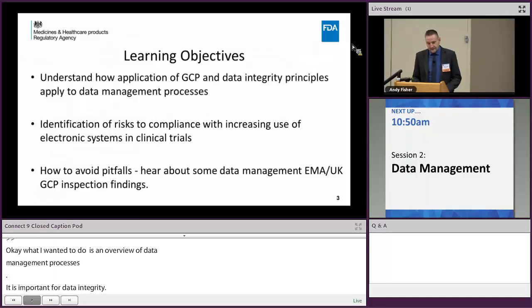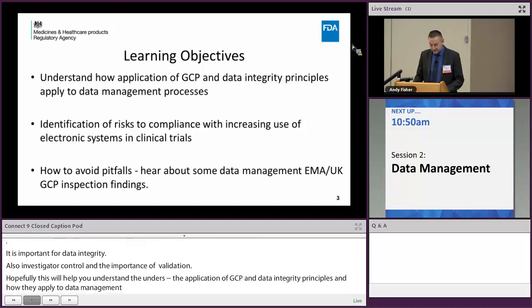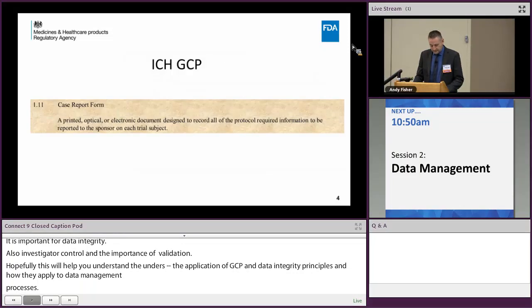So hopefully this will help you understand how application of GCP and data integrity principles can help with your data management processes to be compliant. We'll identify risks for compliance, and hopefully some of the findings I give you will outline some issues to avoid pitfalls. So I have some slides on ICH GCP.